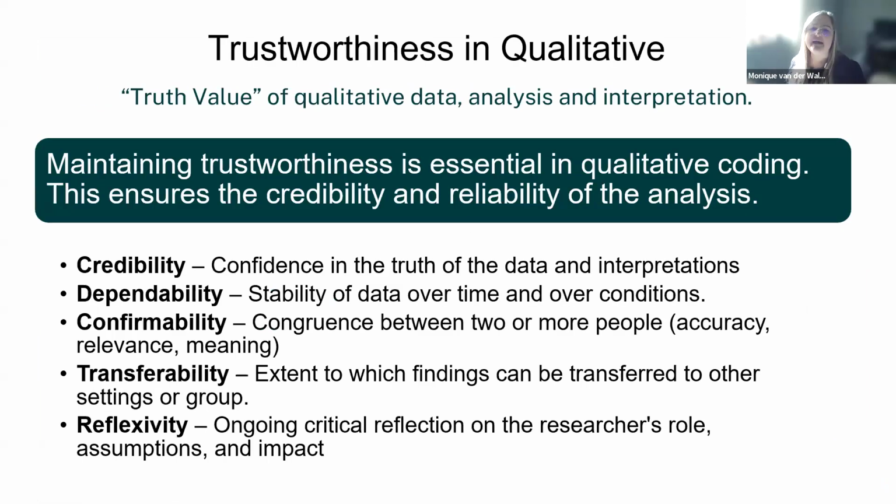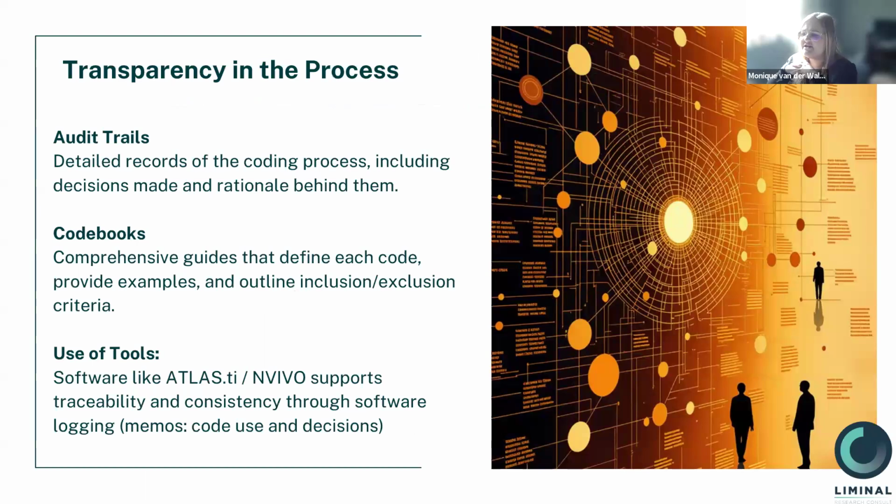So to ensure that we engage with trustworthiness, we have five main perspectives or criteria, which are credibility, dependability, confirmability, transferability, and reflexivity. These are the main elements of value within qualitative data. And I'm going to go into the strategies.